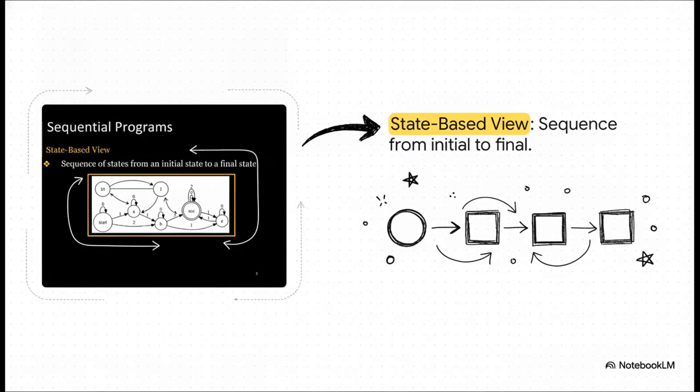But here is the crucial point. The third perspective is the state-based view. Instead of fixating on individual instructions or data streams, we look at the whole system as a sequence of states, moving from an initial state to a final state. Understanding how a system transitions from one highly defined state to another, that is the exact conceptual bridge we need to understand the Z language.